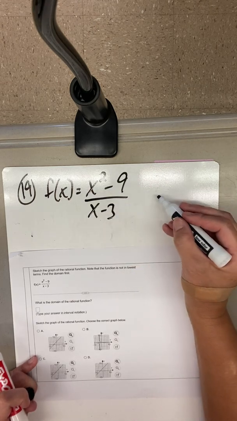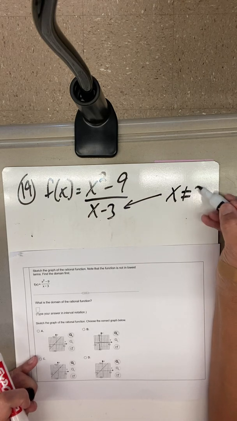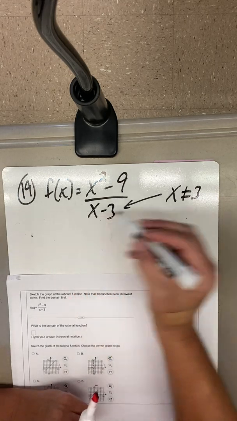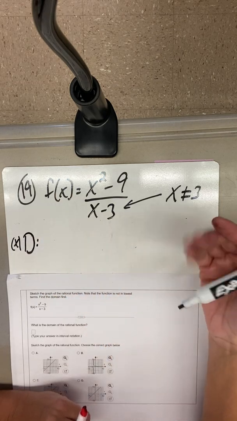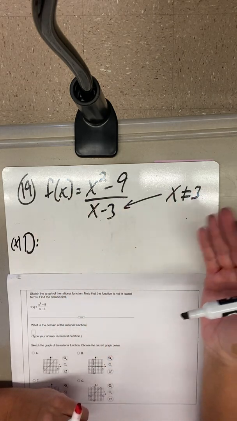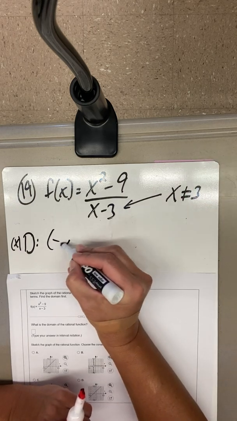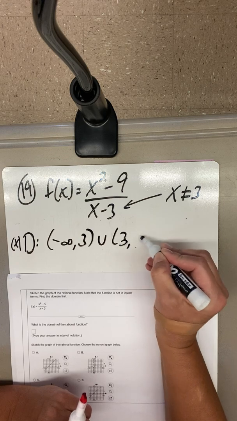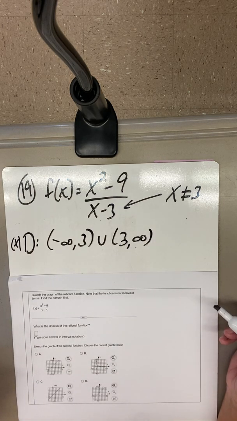Remember, we can't divide by 0. When will this be 0? When x equals 3. So x cannot be 3. 3 minus 3 is 0. That's a domain restriction. So your domain is x. It can be any other number besides 3. So think -infinity to infinity, but we got to break it at 3. So we go from -infinity to 3 or 3 to infinity. Okay? And then it wants you to sketch the graph.